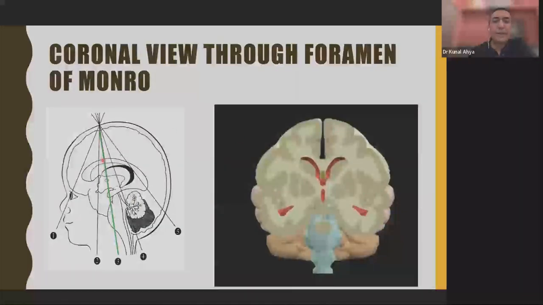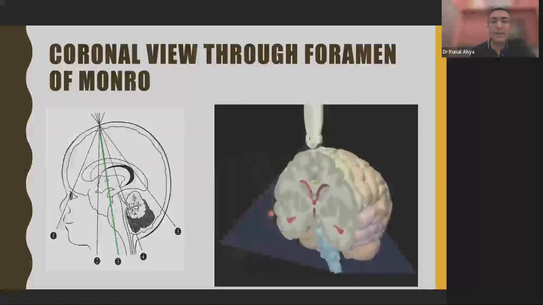Now, when we move the probe more posteriorly, we pass through to the foramen of Monroe. What is it? It is the passage through which the lateral ventricles connect to the third ventricle. This is called the foramen of Monroe, and this view is for the foramen of Monroe.